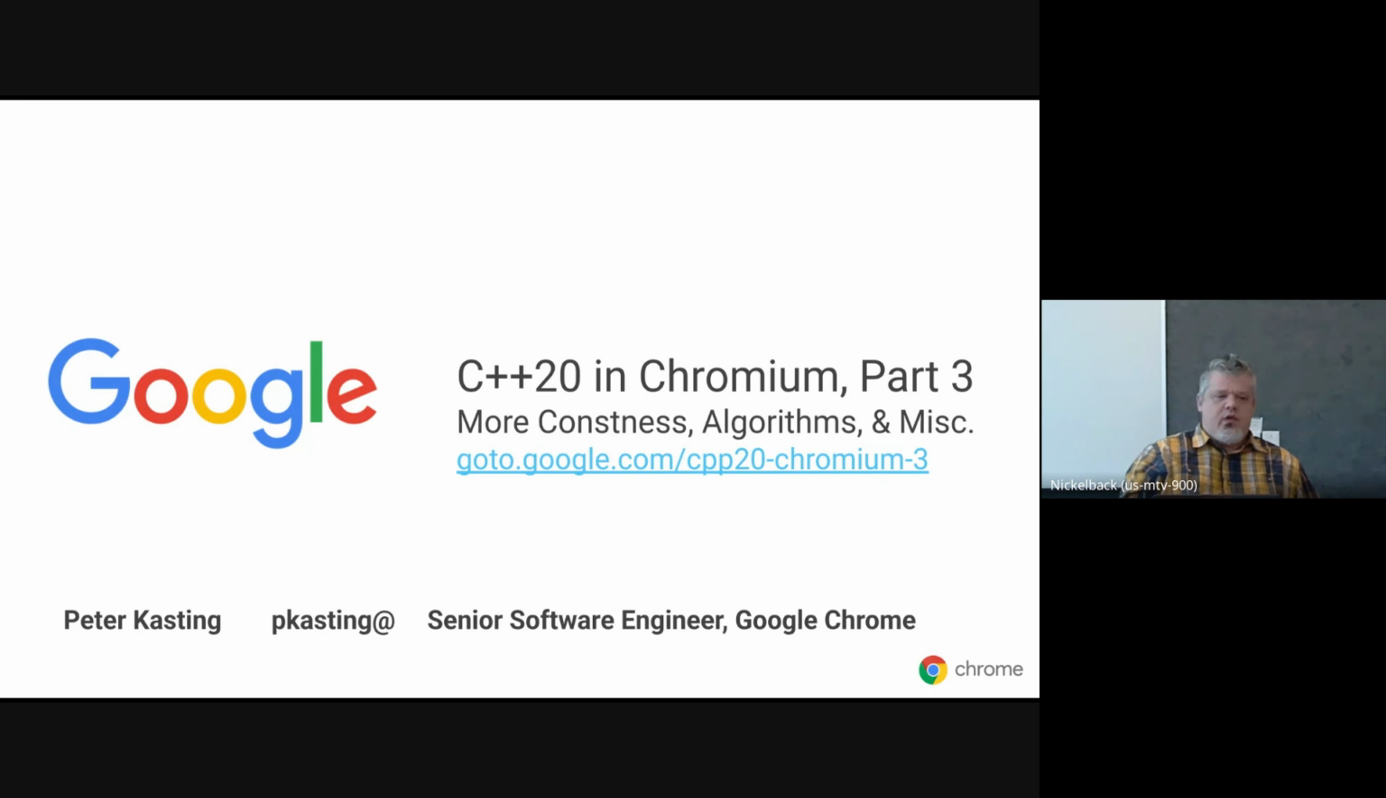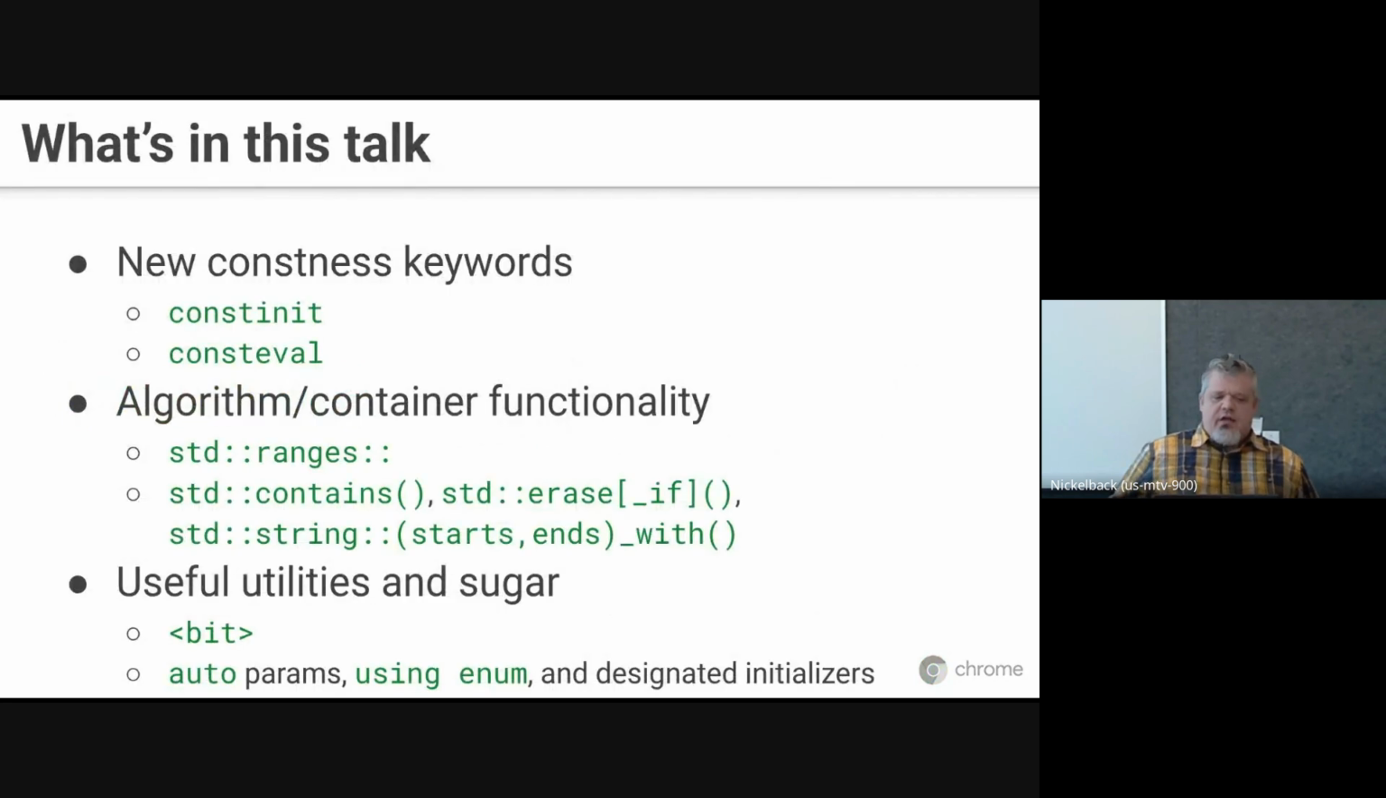All right, folks, welcome back to C++20 in Chromium. This is part 3 of a 4-part series. We've already had talks on the spaceship operator and orderings, and then on templates last time with concepts and constraints. This talk is going to be a little less single purpose. This is a little bit of a grab bag of other cool stuff you can do.